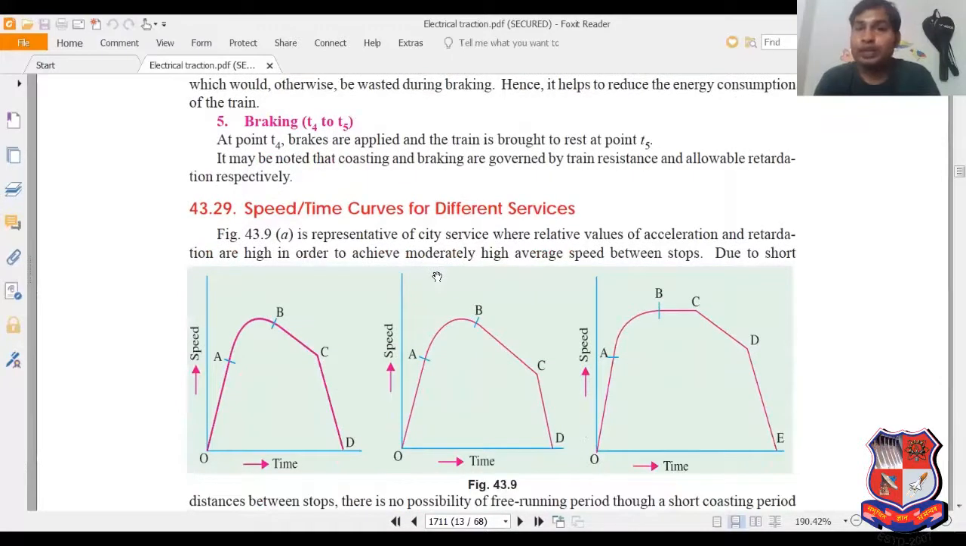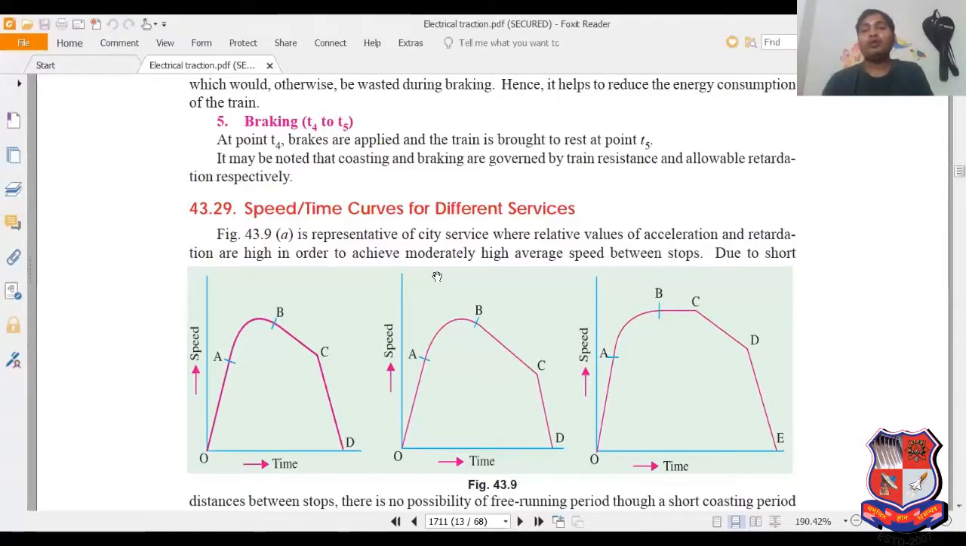Now, speed time curve for different services. As we know, there are three broad categories of services: main line service, suburban service, then urban service. In all these three, the most important difference is distance between the stations, or distance between two consecutive stations. So it is but obvious that in rural area the distance between two stations is higher than urban area, where the distance between two stations is low.